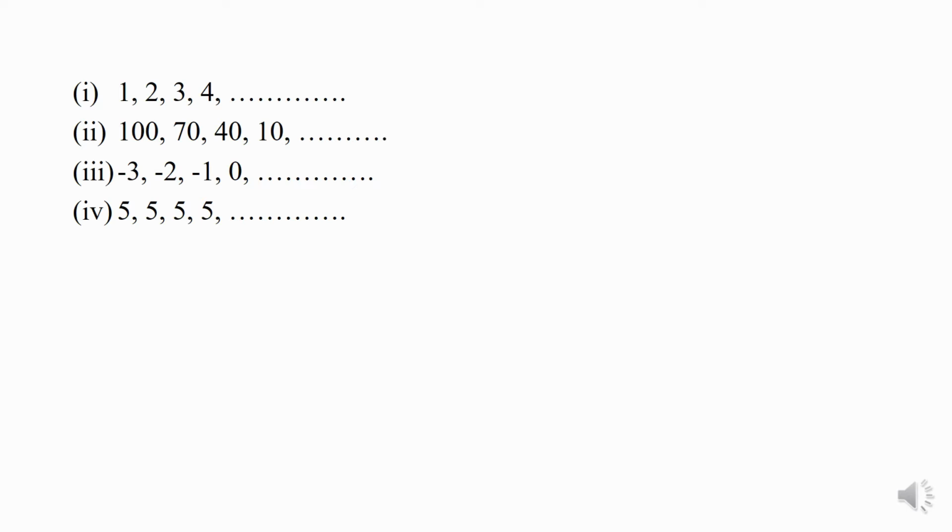Coming to the fifth one, some negative numbers are given here. When we keenly observe, when we add minus 0.5 to the first number, we get the second number. And when we add minus 0.5 to the second number, we get the third number.